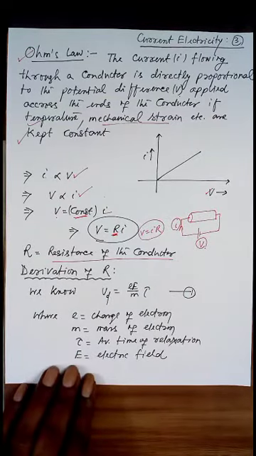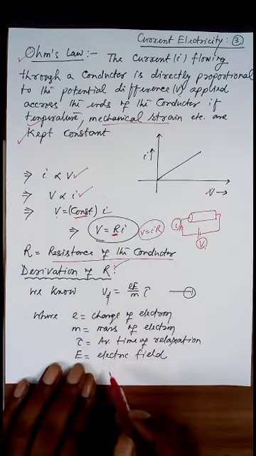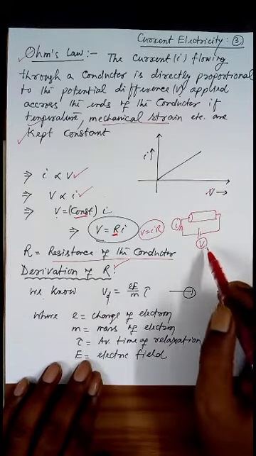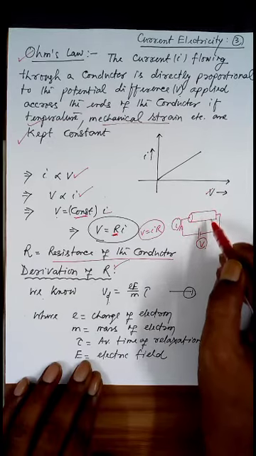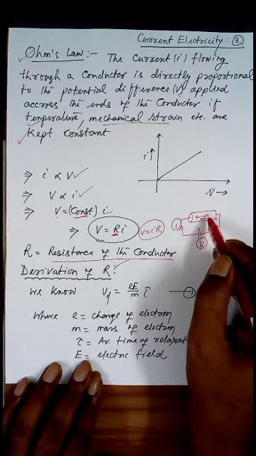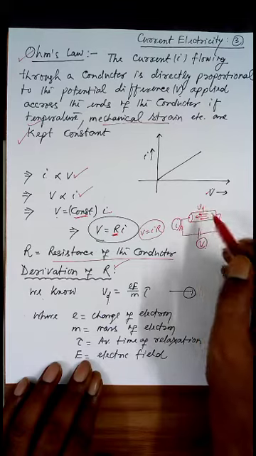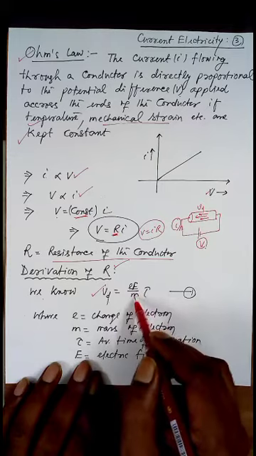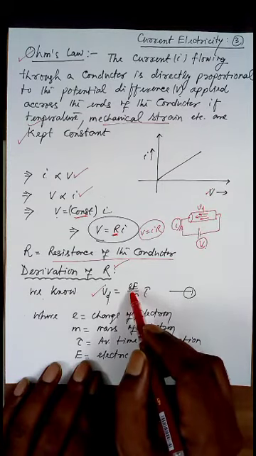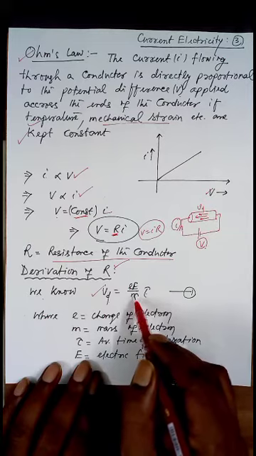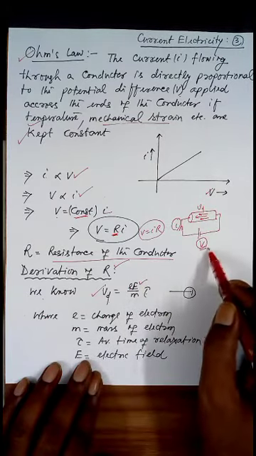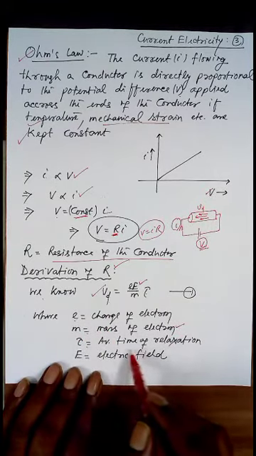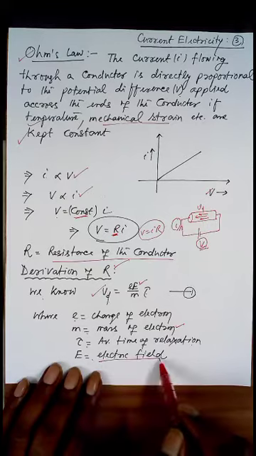Now, let us derive an expression for the resistance of this conductor. We know from the last lesson the drift velocity. When a potential difference was applied, the electrons were drifting to this side with an average velocity that was called the drift velocity, and this was derived as small e capital E over m into tau, where small e is the charge of the electron, small m is the mass of the electron, tau is the average time of relaxation, and capital E is the electric field due to the potential difference.